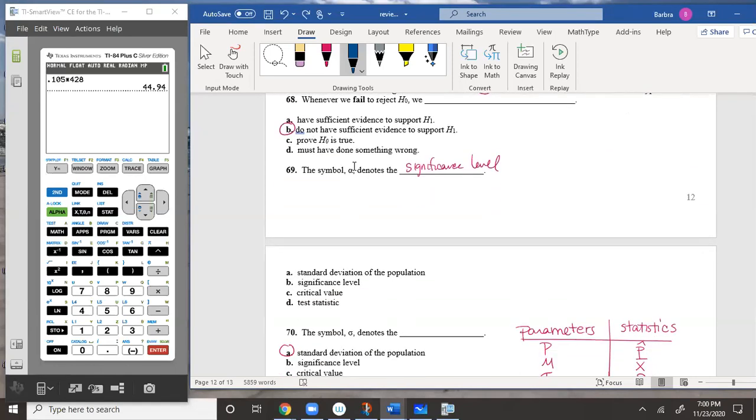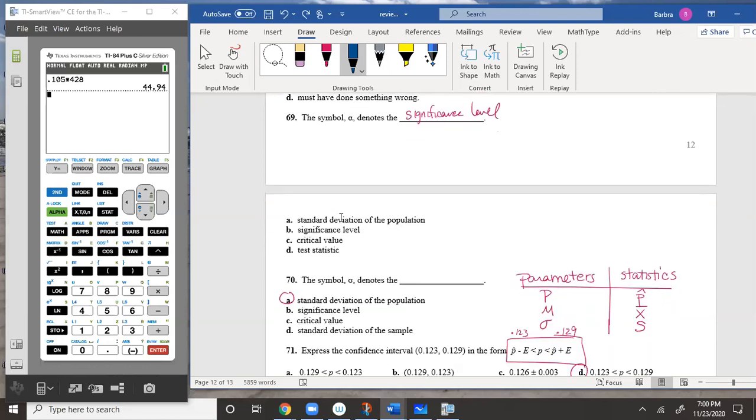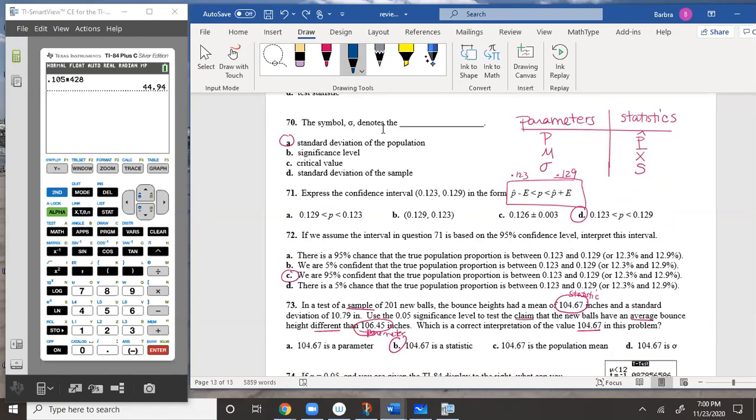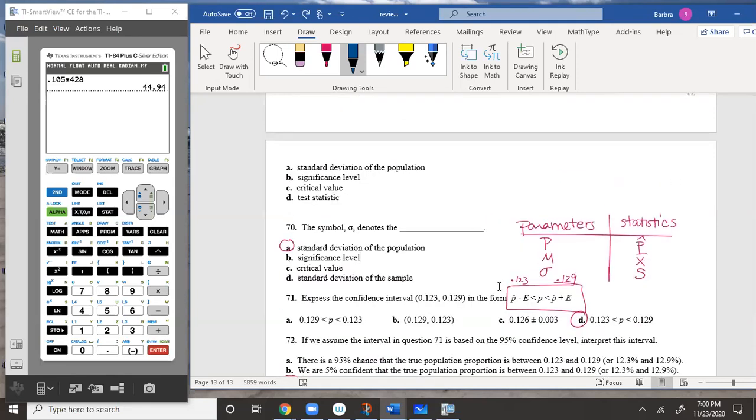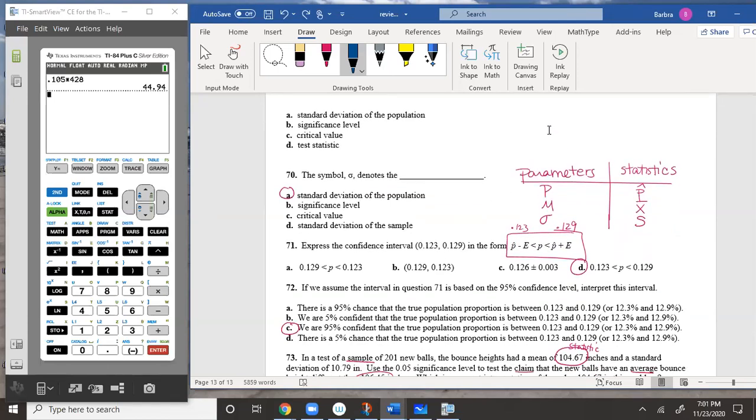Number 69, the symbol alpha denotes significance level. Number 70, sigma denotes standard deviation in the population, right? I kind of wrote down a little sketch here of symbols that you need to know. That's in one of your handouts for population parameters. You have proportion, mean, and standard deviation. And those symbols as statistics are p hat, x bar, and s. All right. So when you're forming a hypothesis test, you're going to be using the parameters here: proportion, mean, and standard deviation.